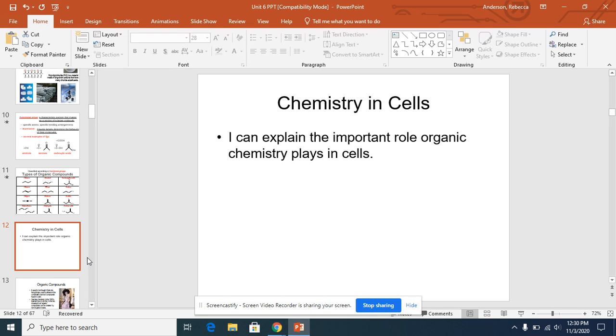Okay, so today we are talking about the chemistry in cells. That is your topic, and your goal is I can explain the important role of organic chemistry in cells. So we know that if something is organic, it means it has carbon. So we're going to talk about how that affects us and basically makes us alive.